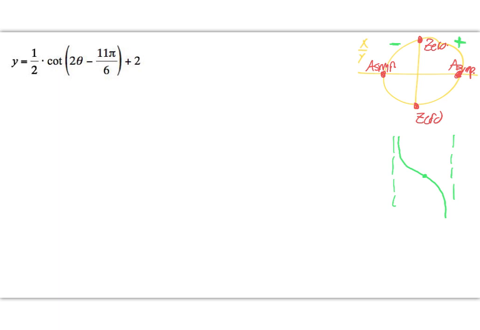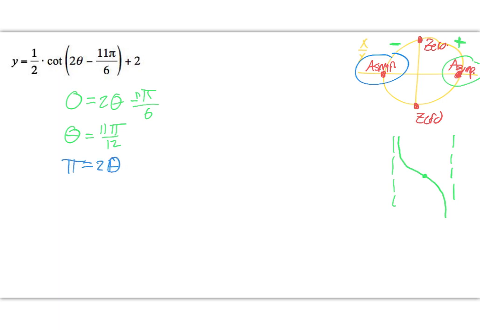Okay, I'm going to build my equation now. So we're going to start off with my first asymptote, and that's going to be at 0. So 0 is equal to 2 theta minus 11 pi over 6. If I add that to the other side, divide by 2, I get theta is equal to 11 pi over 12. That's my first asymptote. Let's do my second asymptote. I'll do this one in blue. That one's going to be based on pi. So pi is equal to 2 theta minus 11 pi over 6. If I add that to the other side, that's going to be 17 pi over 6.